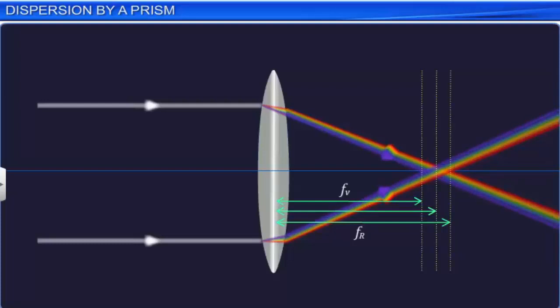This inability of the lens to focus all the colors at one point is called chromatic aberration. Because of this, multiple colored images of an object are formed at different focal points. The image formed by violet rays is closer to the lens than the image formed by red rays. In the case of a convex lens, these images are in the direction of the incident light, and hence the chromatic aberration is positive.